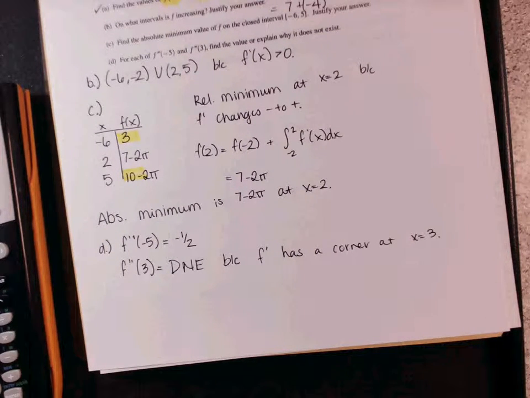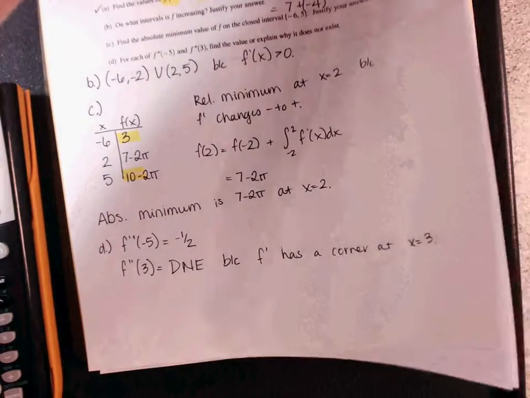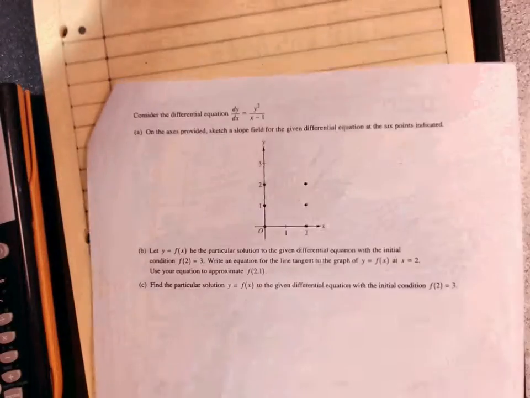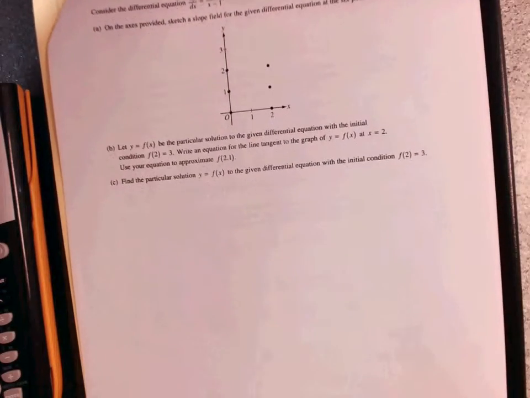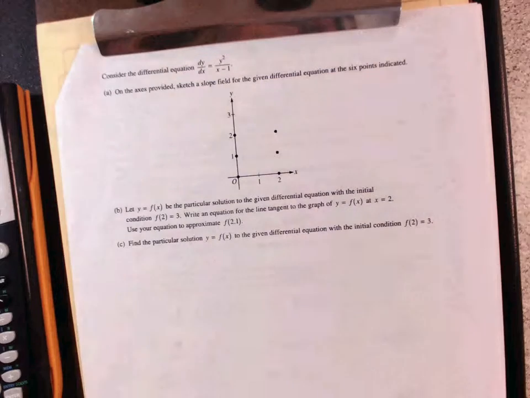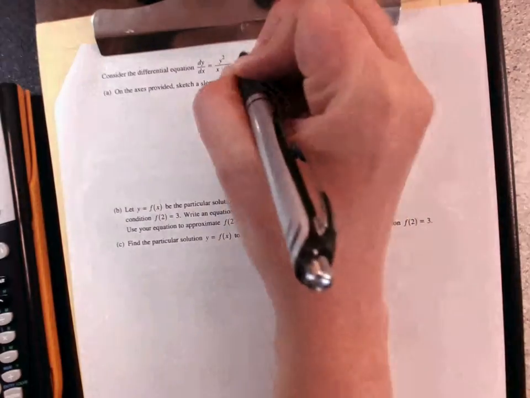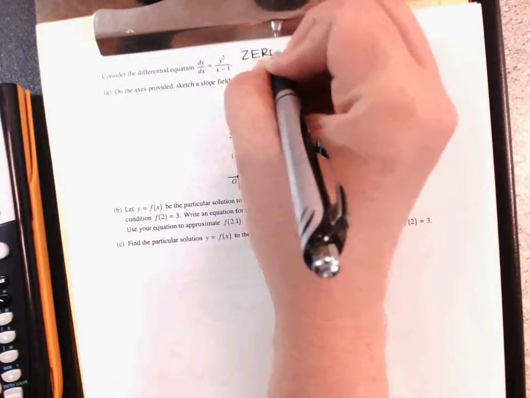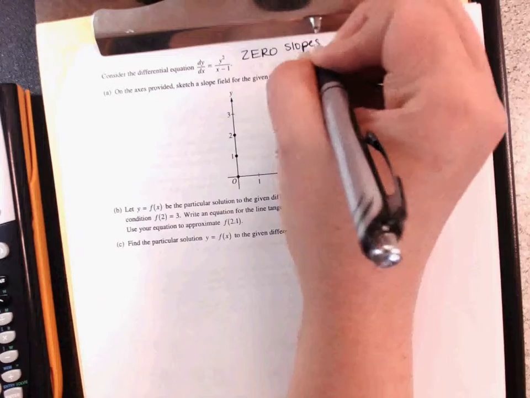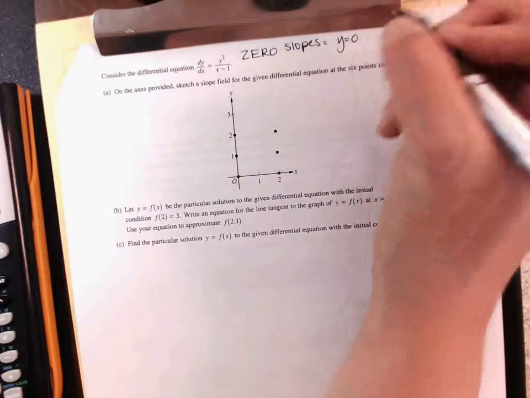Yes. Good. All right, last one that we're going to do is the last page, the one with the differential equation. One more left. Okay, first question, we need to do a slope field. What's going to make it 0? 0. Okay, good. So when y is 0, I'm going to put my 0 slopes when y is 0.